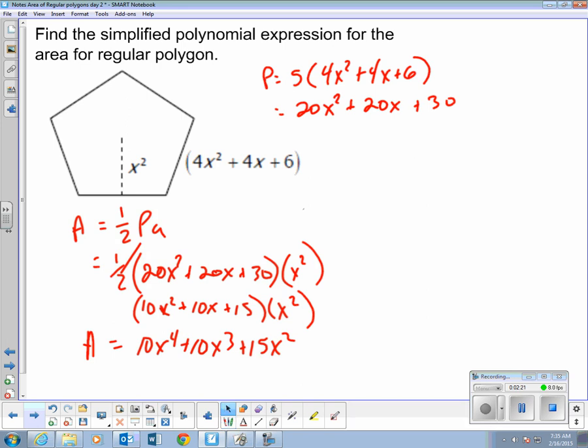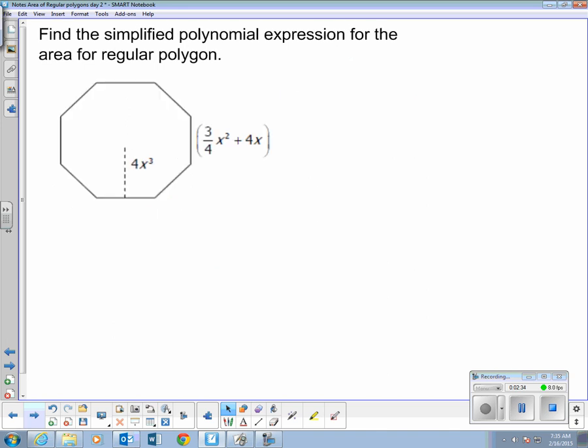Again, you're just running through the process of finding perimeter, multiplying by apothem, and taking half. You just have to make sure you pay attention to your polynomial rules when you're multiplying, dividing, adding, things like that. Okay, here's another one.